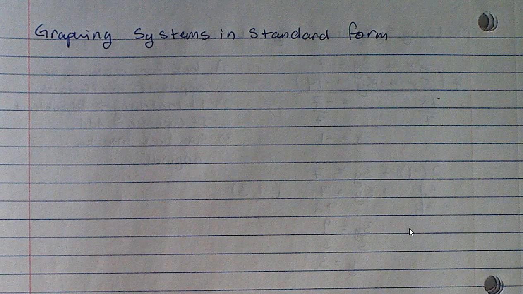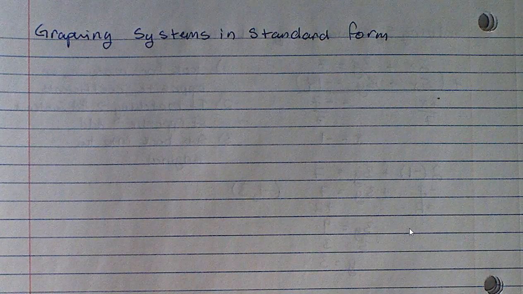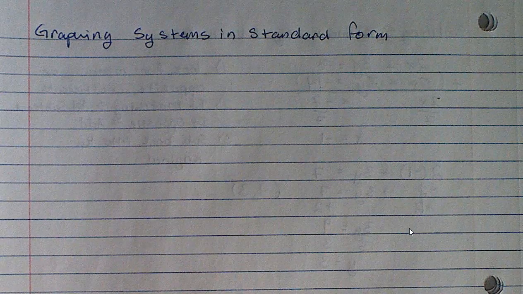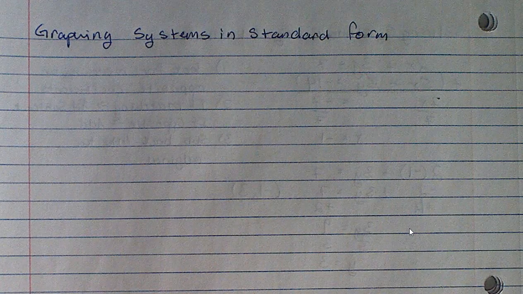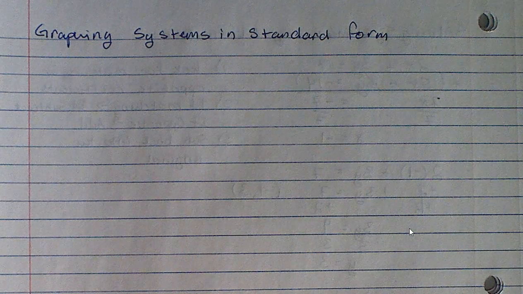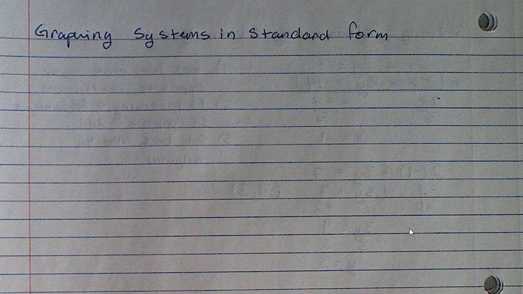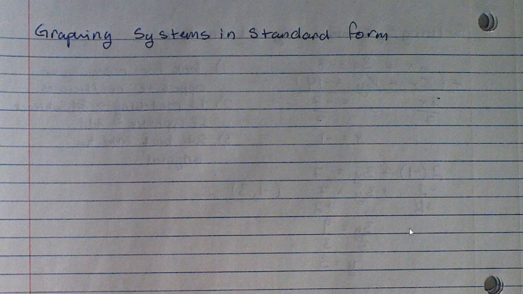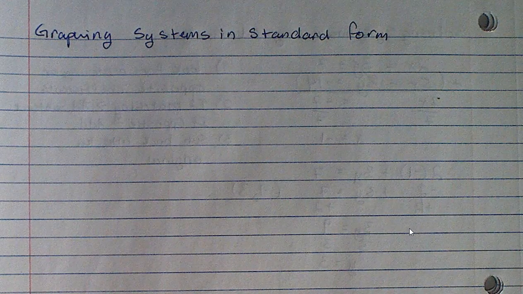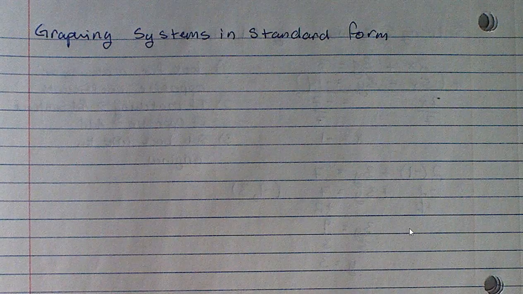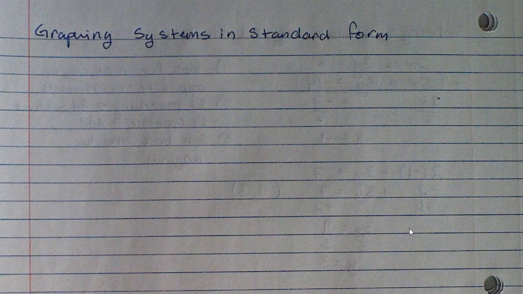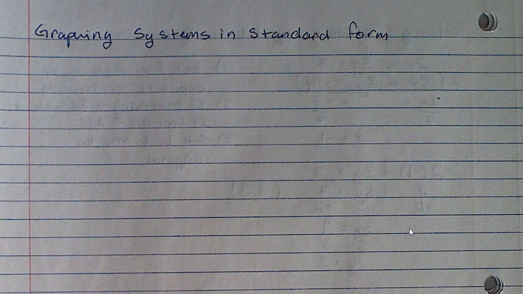All right, so today we're going to talk about graphing systems of equations in standard form. Up until now, when we've been graphing equations, we've been graphing them in what's called slope-intercept form. However, equations won't always be in slope-intercept form. Sometimes they'll be in what's called standard form, and in order to graph them, you'll have to take them from standard form and put them into slope-intercept form in order to be able to graph them.